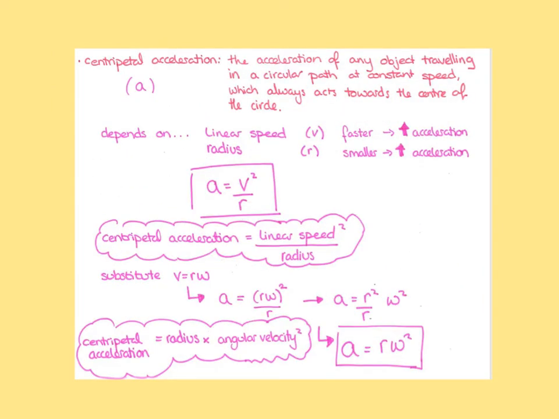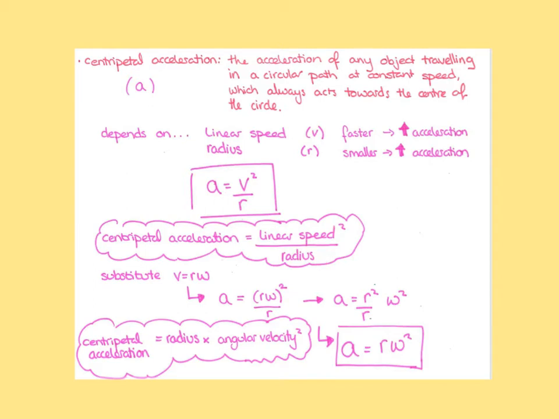So we find that the acceleration of the object, the centripetal acceleration, is dependent on the linear speed, the linear velocity v, and the radius. If we increase the linear speed, we increase the acceleration. And if we make the radius smaller, we increase the acceleration. And we get this expression here. The centripetal acceleration is equal to v squared divided by r, the radius. So it's equal to the linear speed squared divided by radius.